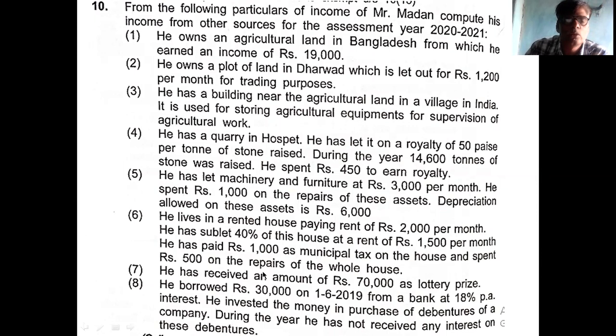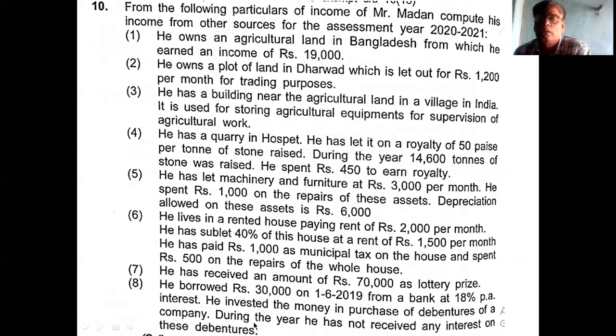Then he received 70,000 lottery. Received means it is net, so you have to gross up. And the last point I was explaining: borrowed 30,000 on 1/6/2019 from a bank at 18% per annum interest. He invested the money in purchase of debenture of a company. During the year, he has not yet received any interest on these debentures. This is the complicated term. You remember this very carefully.